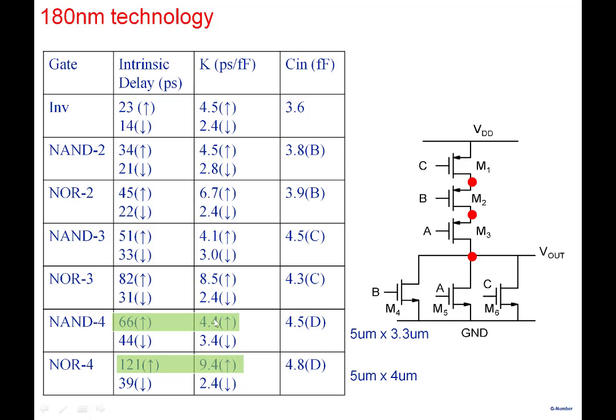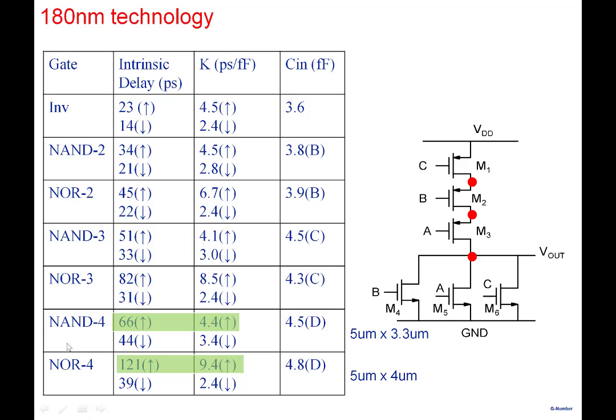And not only that, look at the strength. NAND 4 gives you 4.4, and this gives you 9.4 here. So anything that you add to your 4-input NOR gate will get multiplied by 9.4 as compared to 4.4 here. And this one also has a greater input capacitance, 4.8 as compared to 4.5.